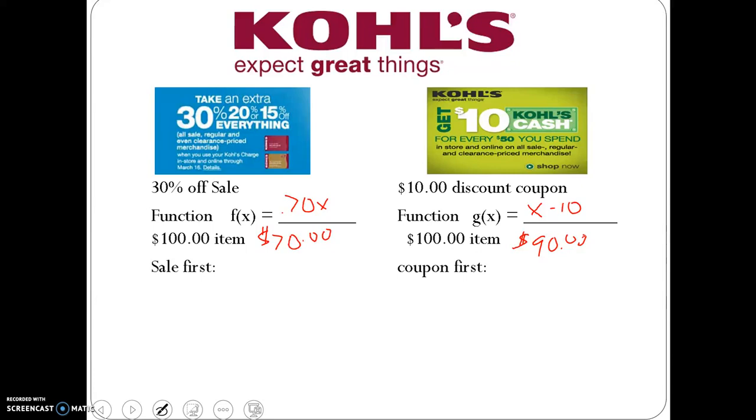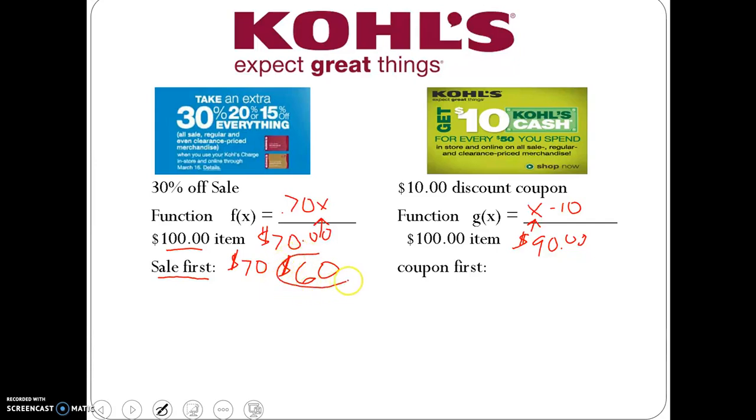Let's assume that we're going to do the sale part first. And we're going to start with a $100 item. With the sale first, if I stuck $100 in for this x, we would multiply $100 times 0.70, and it would be $70. Well, then what we would want to do is we'd have that $70 and we would stick it in for the other function, which is the g of x function. We'd stick that in for x minus 10, and we would have 70 minus 10, and the price would end up being $60.